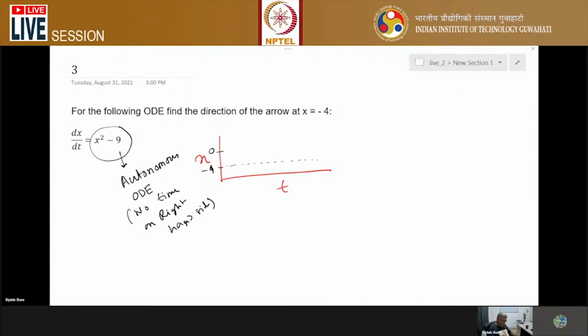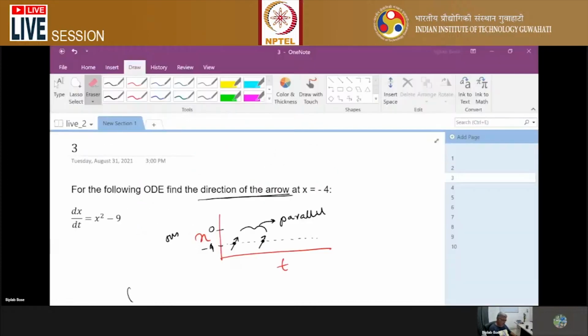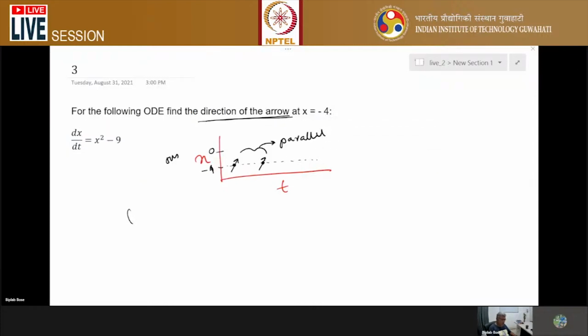So how do I calculate? Suppose I draw an arrow here, something like this. If I draw another arrow along this horizontal line, both of these two should be parallel. Their slope will be the same. dx/dt will be the same. So I am asking you to calculate the direction of this arrow, right? The direction that I have drawn is just arbitrary. So I am asking you to calculate the direction of the arrow for this particular equation, dx/dt equal to x square minus 9. So can someone try and write in the chat box what should be the answer? What direction do you expect?